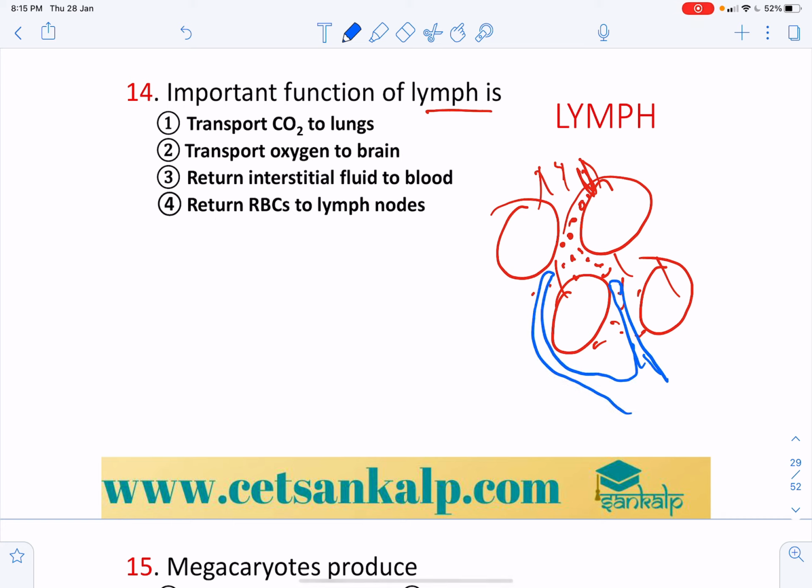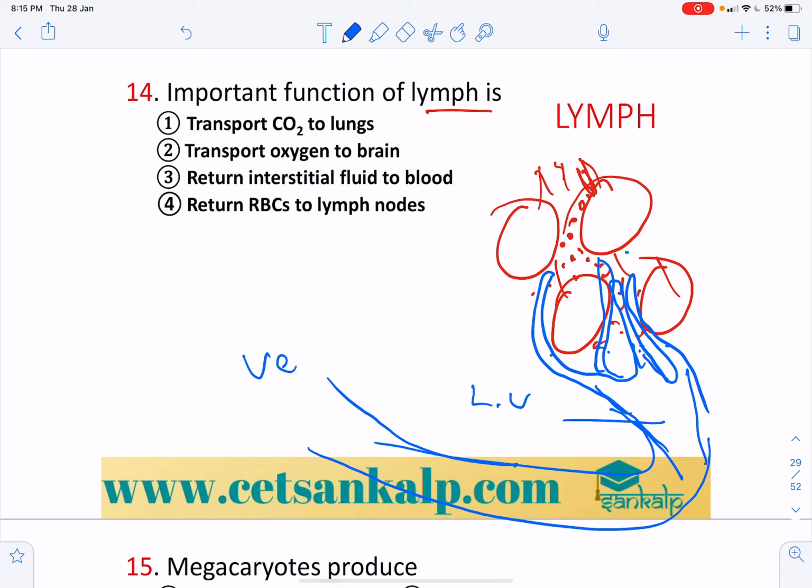and these vessels collect the interstitial fluid present between the tissues and drain it into the smaller vessels. These lymphatic capillaries lead into lymphatic vessels, and the lymphatic vessels finally open into the larger vein. So lymph acts as a middleman of the body: whatever leaks out is collected and pumped back. Keep this in mind.